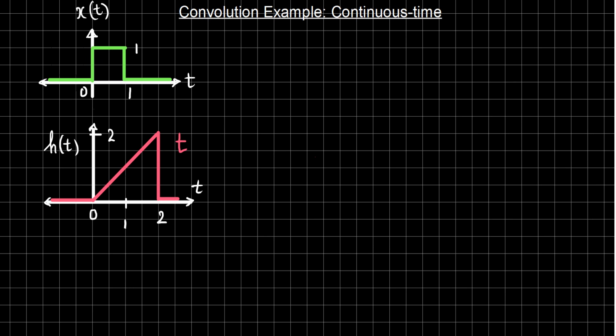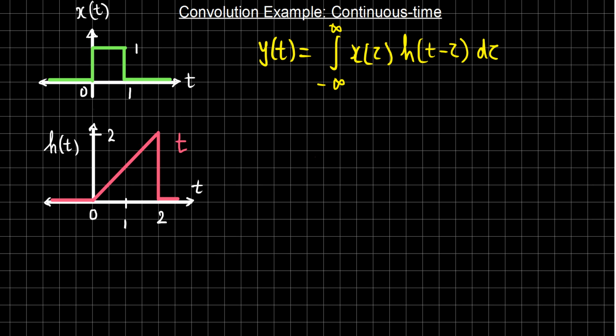Now we know the formula for the convolution. The formula for the convolution of continuous time signals is y of t equals the integration of x of tau h of t minus tau d tau, and this integration is from minus infinity to infinity. Now we have interpreted this equation as, first of all, we need to flip this h. Just because there's a minus here, we are treating this h as a function of tau.